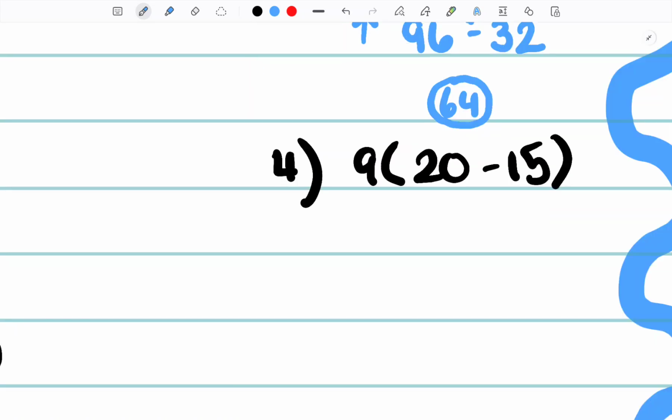Okay, for number 4, I will give you a couple of seconds to try to solve this problem. Also, if your teacher at school lets you use a calculator for these kinds of problems, you can use a calculator to see how much 9 times 20 is, or 9 times 15 is, or at the end you need to see how much you need to subtract and get your answer. So if your teacher allows you to use a calculator, you could use it.